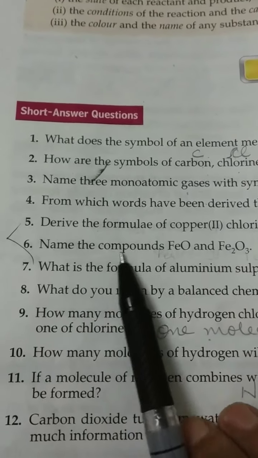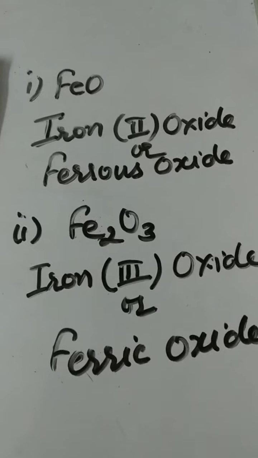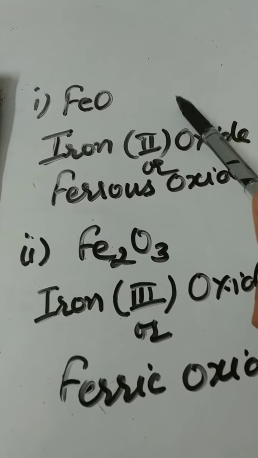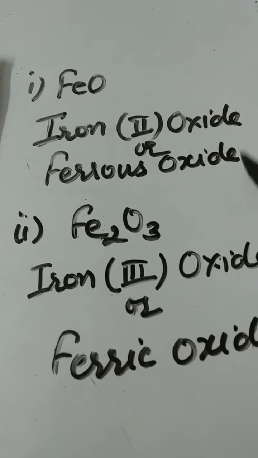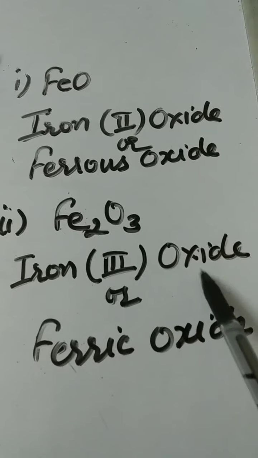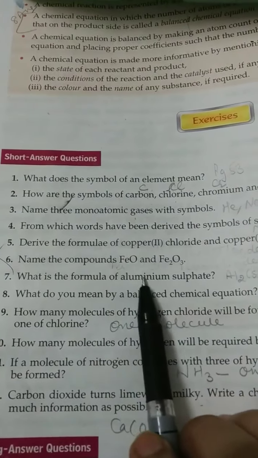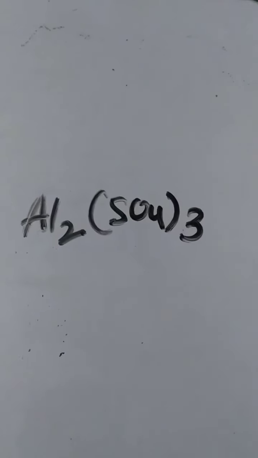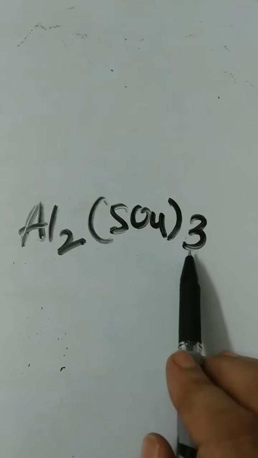Sixth question, name the compounds FeO and Fe2O3. FeO, name of the compound: iron 2 oxide or ferrous oxide. Fe2O3, name of the compound: iron 3 oxide or ferric oxide. Seventh, what is the formula of aluminium sulfate? Al2(SO4)3.